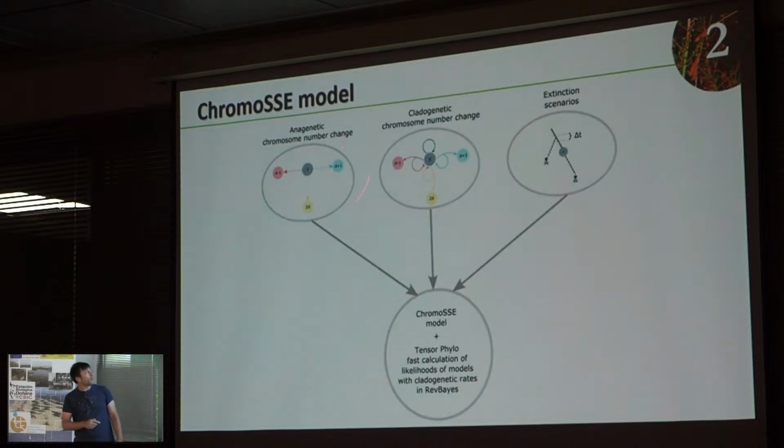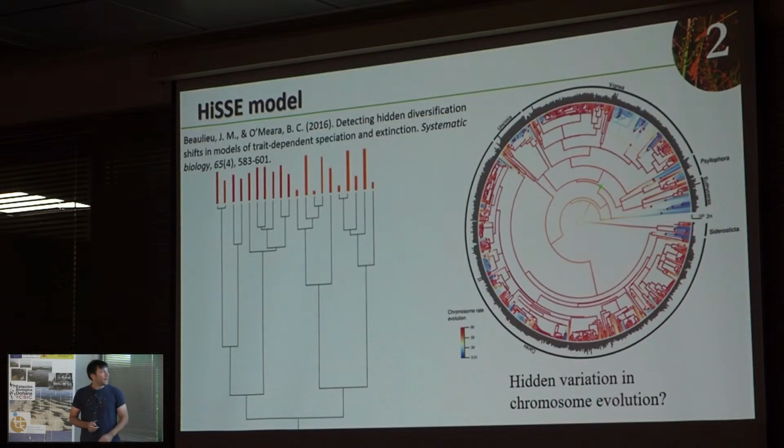So we integrate all of these anagenetic parameters, the cladogenetic parameters, and also a background extinction rate across the phylogeny in this chromosome model, which is implemented in the platform RevBayes. As I told you before, chromosome evolution is heterogeneous across the whole genus. So we know that there are clades probably with higher rates of chromosome evolution than other clades. Here in orange or here in red, we can imagine that chromosome evolution is much faster.